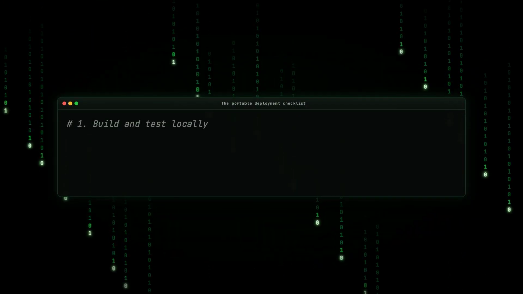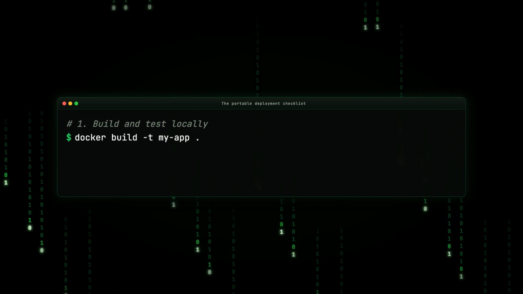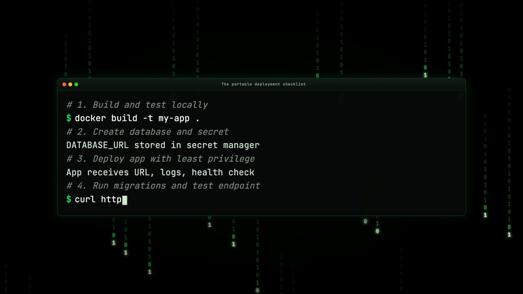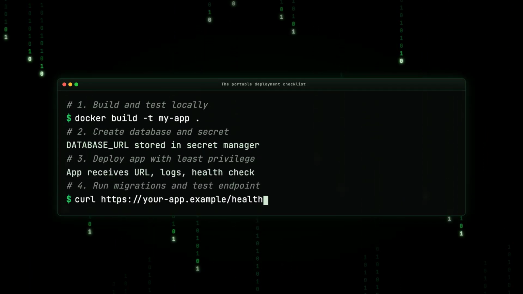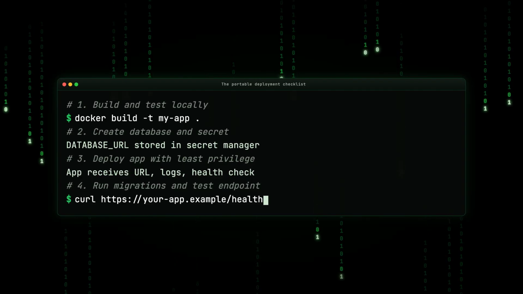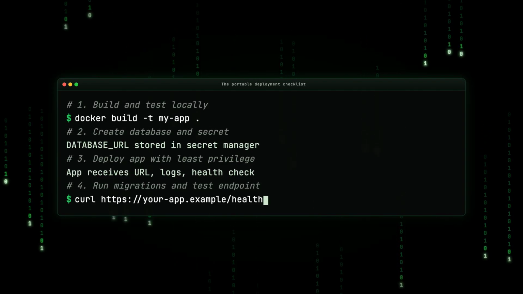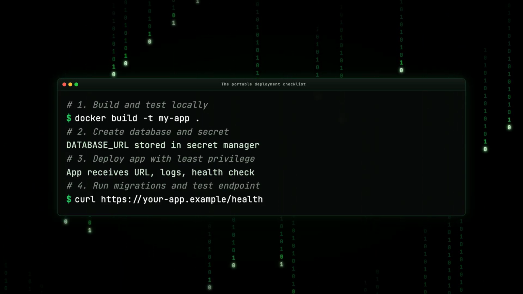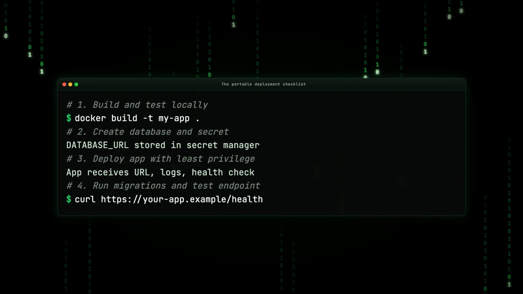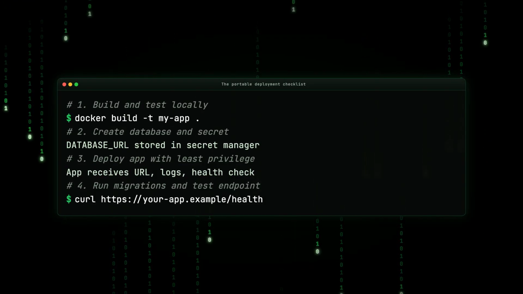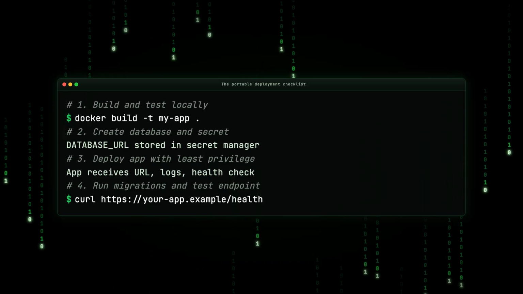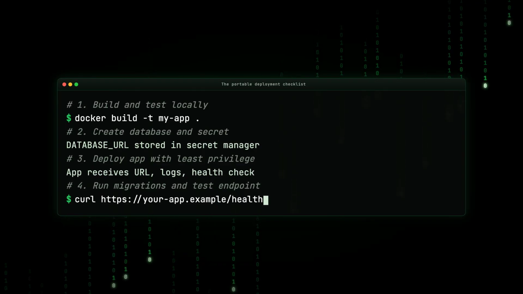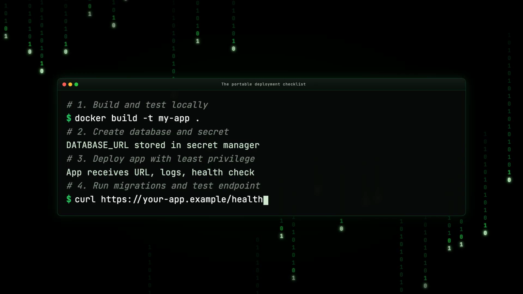This checklist is portable across providers. Build and test locally. Create the managed database and a secret for the connection. Deploy the application with the minimum permissions it needs. Give it health checks and logs. Run database migrations carefully, then test a simple health endpoint. Finally, configure backups, alerts, and a rollback path. Deployment is not a single button click. It is a repeatable system for moving a tested version into a reliable environment.